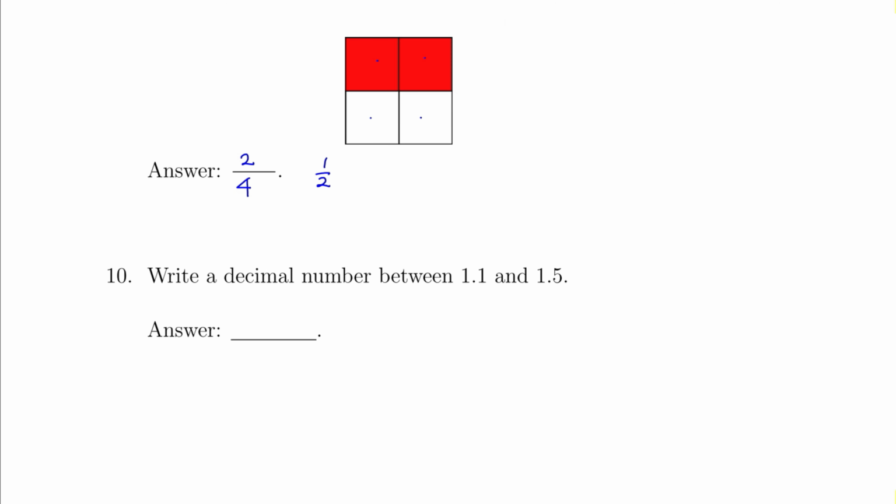Then finally, last question. Write the decimal number between 1.1 and 1.5. It's quite obvious. If you have 1.1 and then 1.5, there will be some numbers in between. You can guess it's 1.2, 1.3, 1.4. So just choose any of them, a decimal number, so you can take any of them. I'll take 1.2.